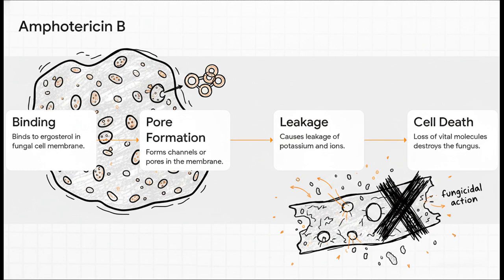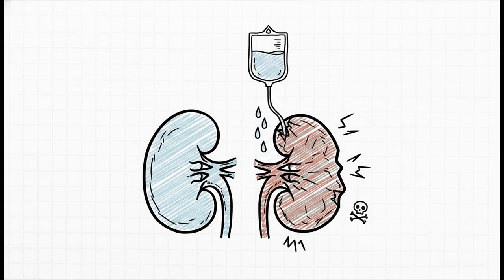Step 3. Because of those holes, the membrane's permeability is critically altered. Step 4. All the essential cellular contents, like potassium and hydrogen ions, just leak right out. And finally, Step 5. This massive loss of vital molecules leads to irreversible damage and ultimately fungal cell death. It's a seriously powerful fungicidal mechanism. But there is a huge catch. That incredible power comes at a steep price.